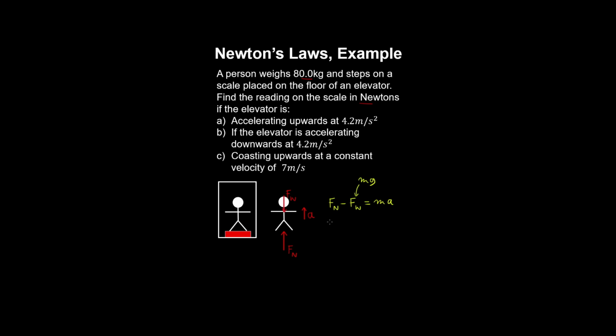And putting that on the other side of the equation, we have the normal force is mass times the acceleration plus gravity. So if you substitute for the mass of the person, the acceleration, and gravity is 9.8 meters per second squared, you'll see that the person is heavier when the elevator is accelerating upwards. Now repeat this process for case B and C, and post your reasoning in the comments.